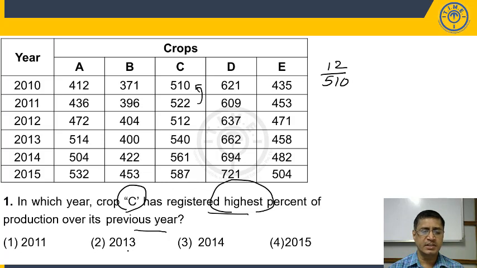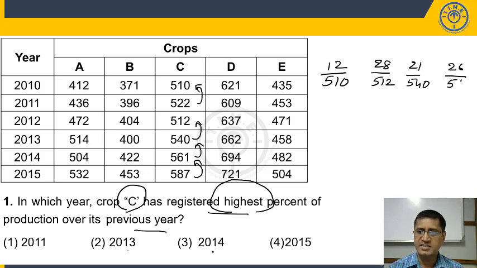What about 2013? 2013 with respect to 2012. What is the increase in the value? 28 increase upon 512. Then 2014, just look at the 2014 value. 21 increase upon 540. Next 2015. Now how much is the difference? 26 is the difference upon 561. Into 100, need not to write.